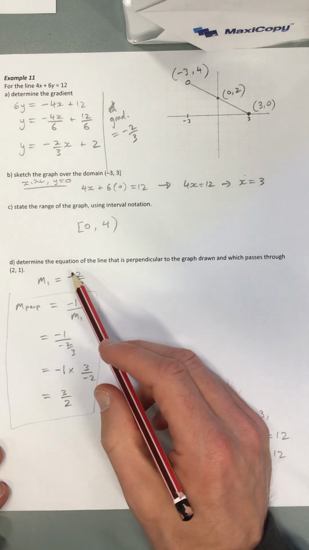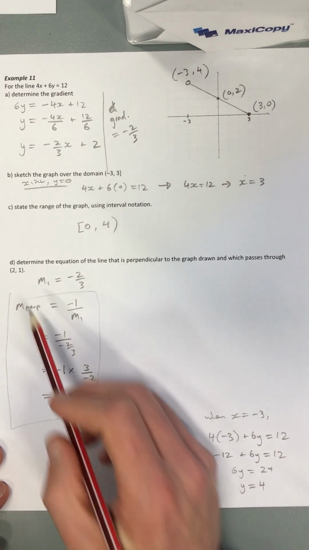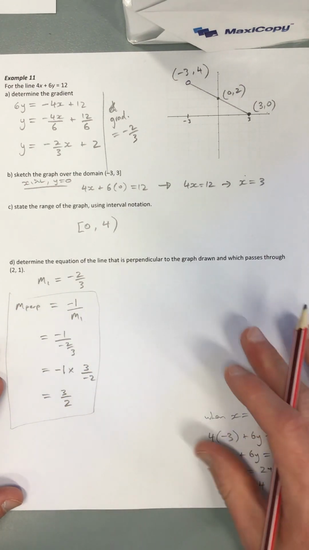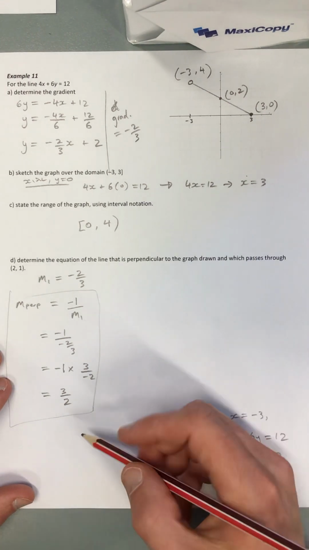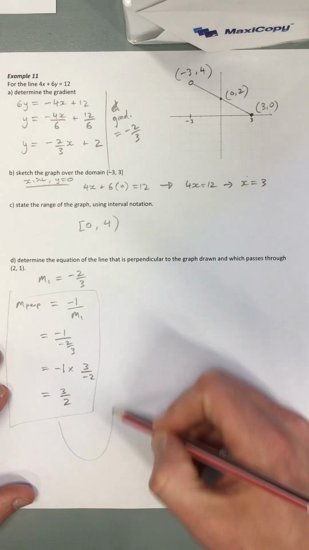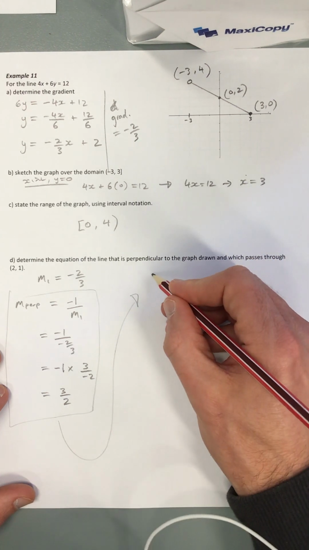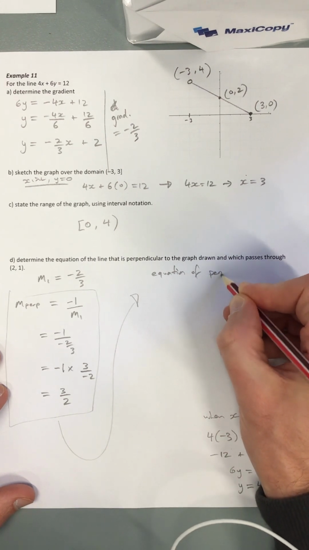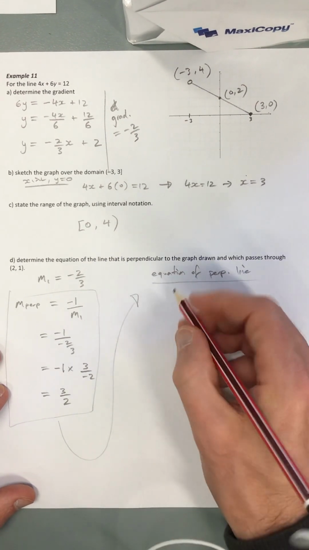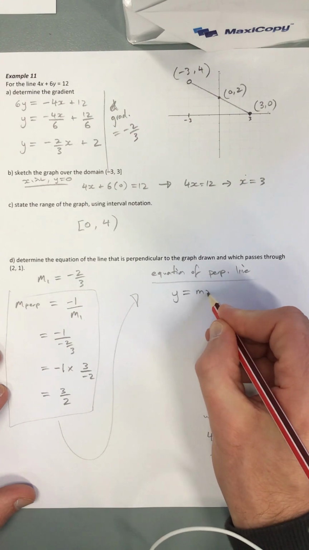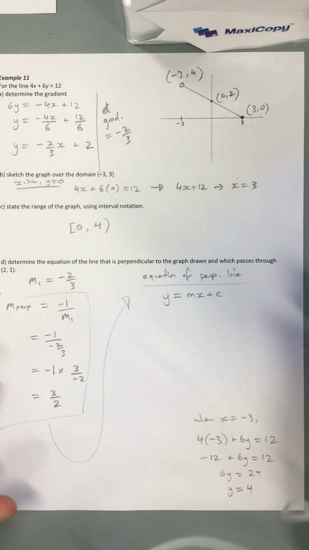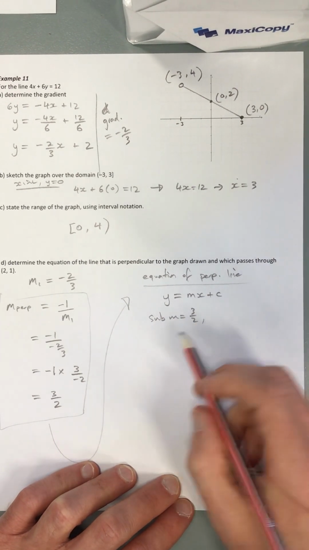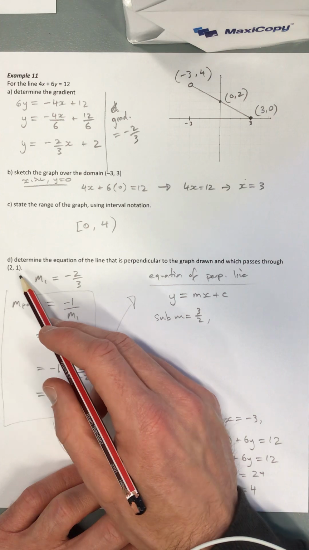We need to find the equation of the line. And remember that if you know the gradient and you know a point, then you can sub those values in in order to find the equation. Now, I said before, there are a couple of different ways that you can do this. In my experience, most people tend to like the y equals mx plus c method. So let's use that. So we're going to say the equation of the perpendicular line is y equals mx plus c, and we're going to sub m equals 3 on 2. We'll also substitute from this point x equals 2 and y equals 1.